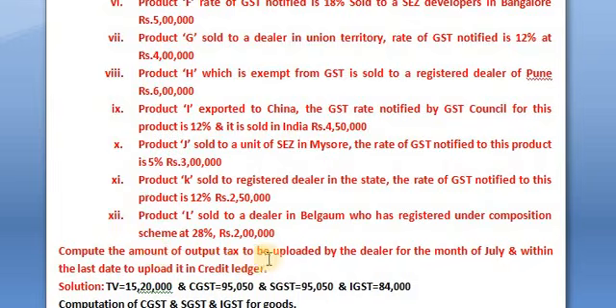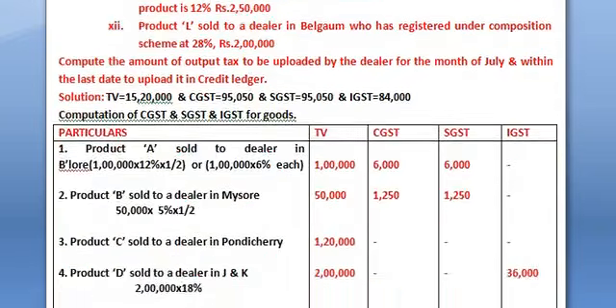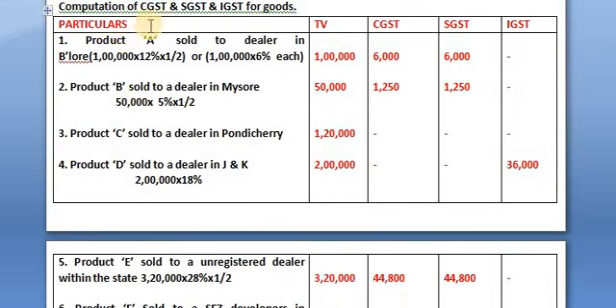Compute the amount of output tax to be uploaded by the dealer for the month of July, within the last date, to be uploaded in the credit ledger, that is the electronic ledger. And here the transaction value is 15,20,000, CGST is 9550, SGST 9550, IGST and UTGST is 84,000. We'll take a slash there. Now when it is given, you have to make a table like this. It is computation of CGST, SGST and IGST for goods.